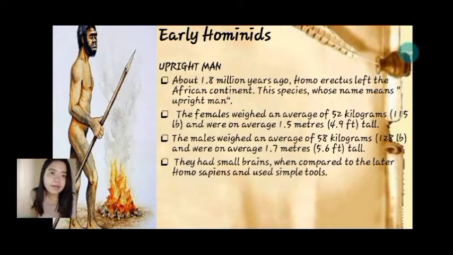So, yung upright man, yung female weight consists of 52 kilograms or 115 pounds, and the average of 1.5 meters or 4.9 feet yung kanyang taas. Then sa lalaki naman, yung timbang niya ay inaabot ng 58 kilograms at yung kanyang taas ay inaabot naman ng 5.6 feet. So, sinasabing ang upright man daw ay maliit lamang ang kanilang brain when compared to the later Homo sapiens and used simple tools.